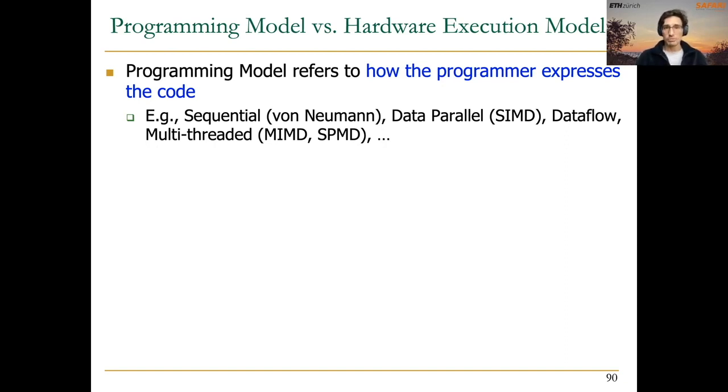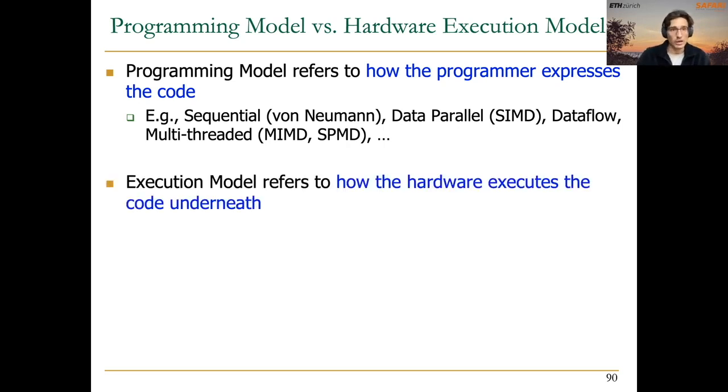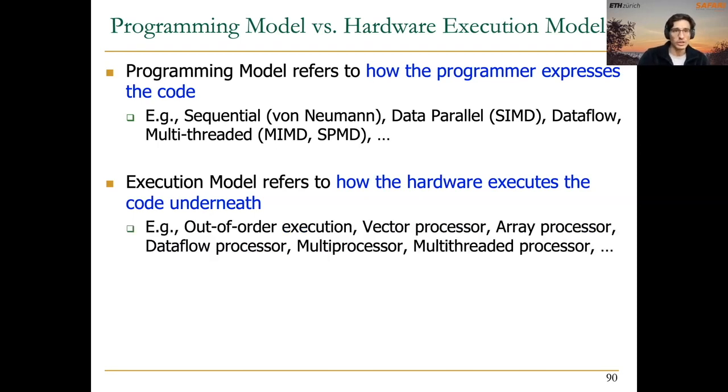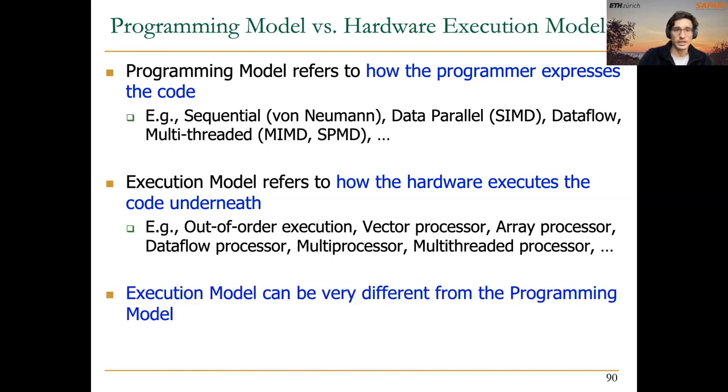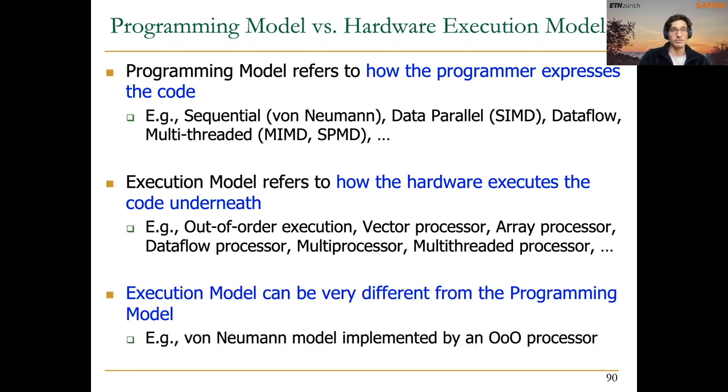for, let's say, SIMD execution. You can write data-flow multi-threaded code. If you use pthreads or OpenMP, you would be writing parallel code, right? But then the execution model refers to how the hardware executes this code. And what this means is that you have different types of hardware. And in the end, there is a connection between the programming model and the execution model, but they are different. They can be very different as well.